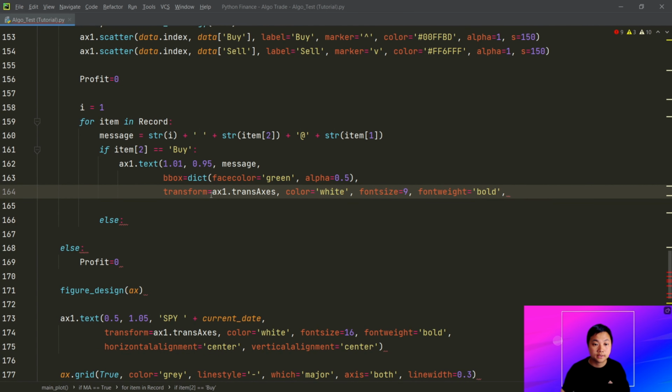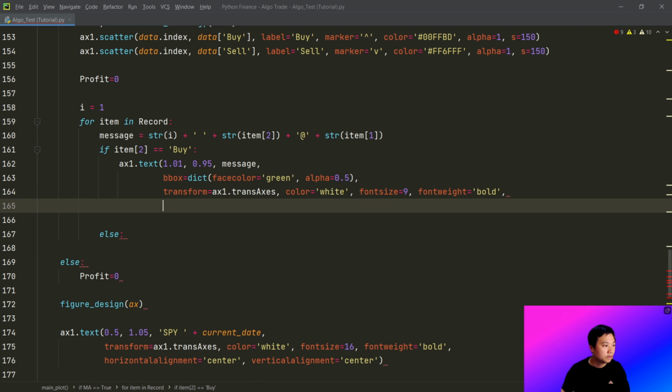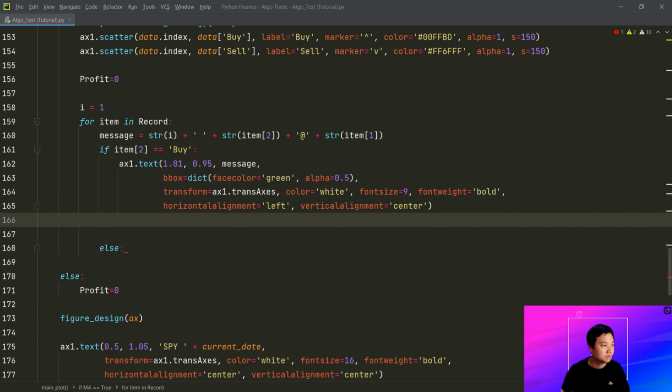We use the transAxes transform, the color in white, that is the font color, and the font size is 9, and the font weight is bold, and then the alignments: horizontal alignment, just make it to the left-hand side, and vertical alignment, just make it in the center of this bounding box.